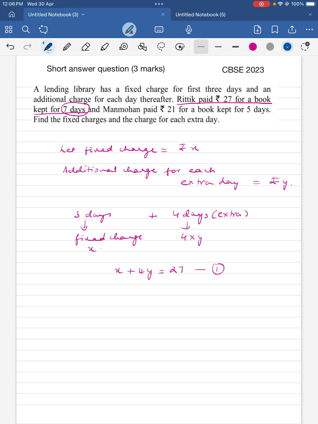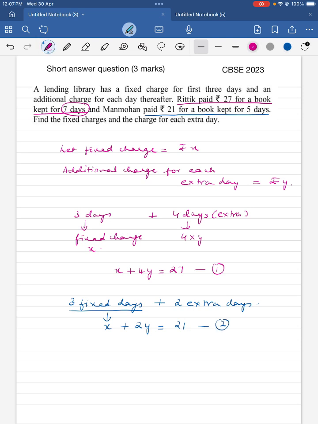Now Manmohan, on the other hand, he paid rupees 21 for a book which he kept for 5 days. Okay, so let's split his 5 days into 3 fixed days which he has kept the book for, and 5 minus 3, 2 extra days he's kept the book. For the first 3 days together, he has to pay X, which is the fixed charge for all the 3 days together. And for the 2 extra days, he has to pay Y rupees each per day. That makes it 2Y. And the total amount he's paid is rupees 21. So X plus 2Y is equal to 21. So I have my second linear equation.